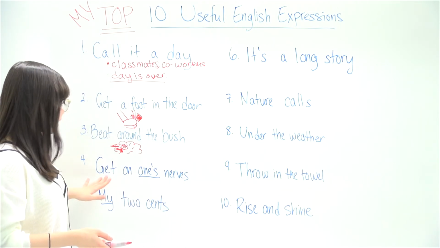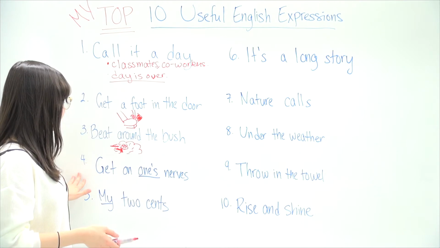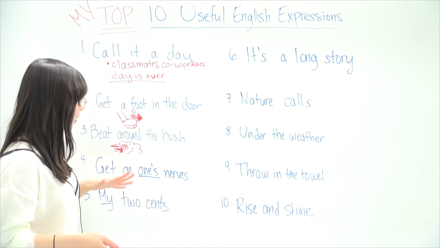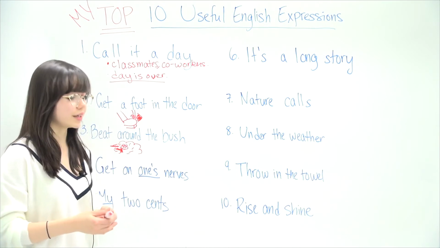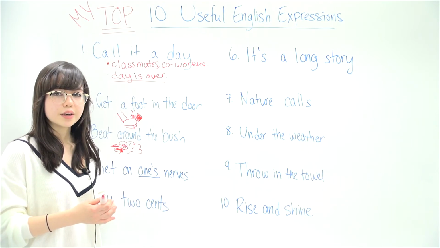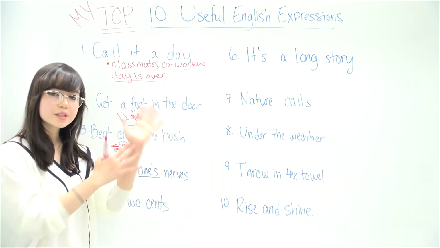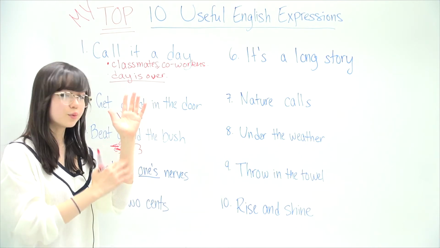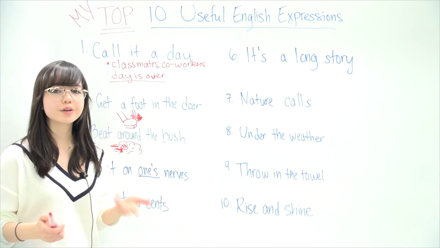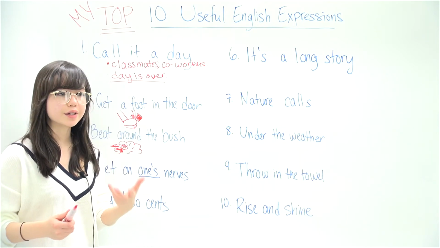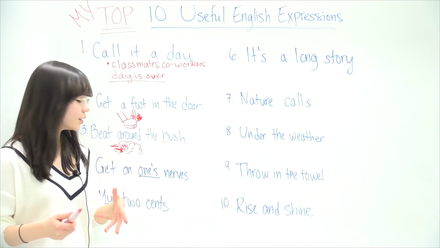You can change it up a bit depending on what you're talking about, but to get on one's nerves or to get on your nerves means you're annoyed. So everyone knows that you have nerves. This is kind of like what's in your body to make you feel things. If someone gets on your nerves, it means you're annoyed. You're upset. They're bothering you.